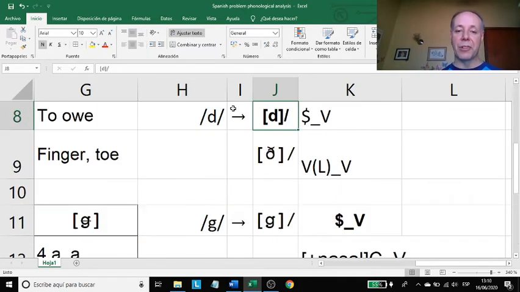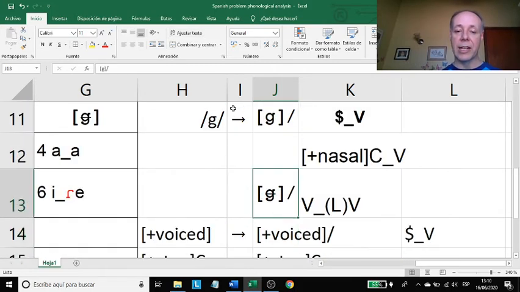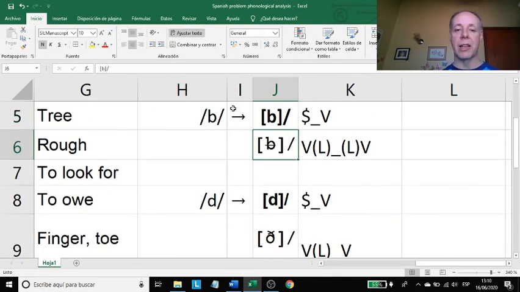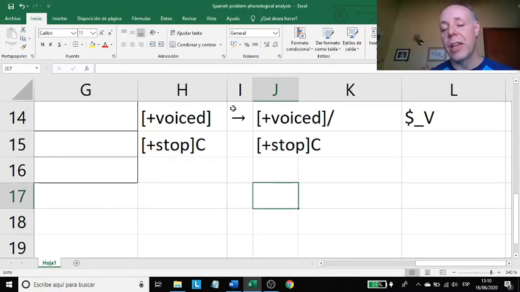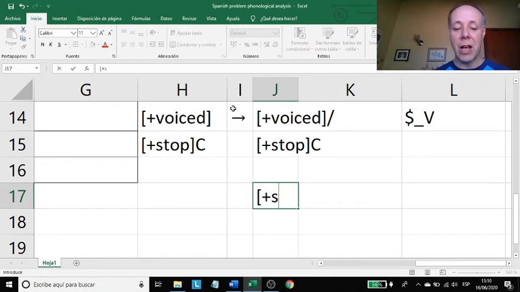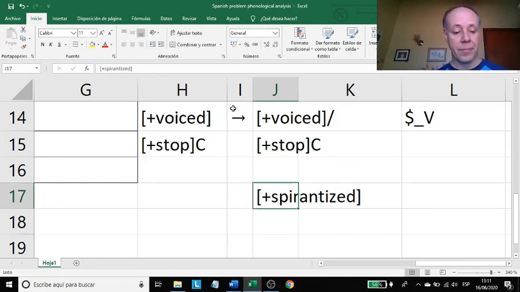And they become softer. The d becomes the soft d, the g becomes the soft g, and the b becomes the soft b. How do I say in rule notation they become softer? What allophonic variation process do they go through so that they become softer? Think, remember. Yes, it's the process of spirantization. So they become spirantized. They become softer. And in which environment do they become softer?